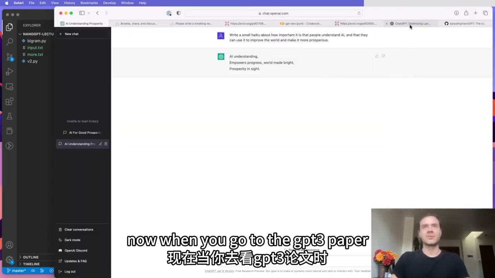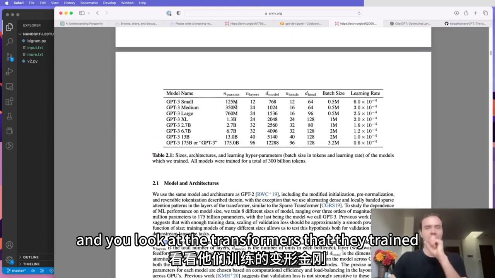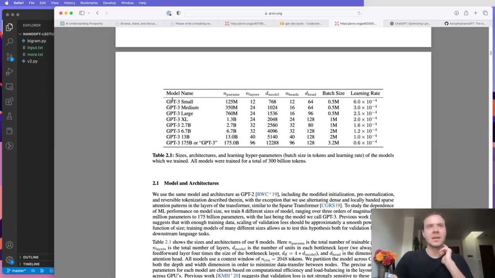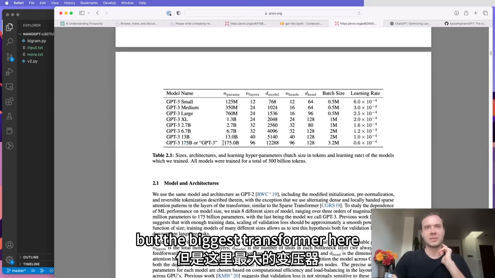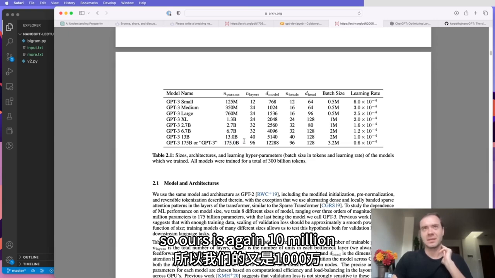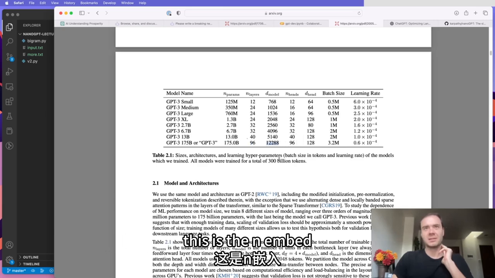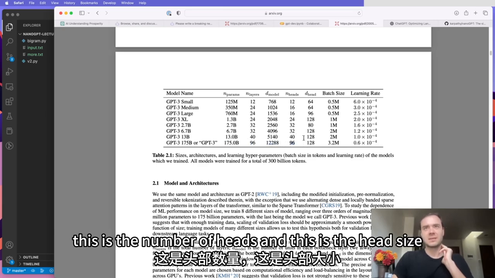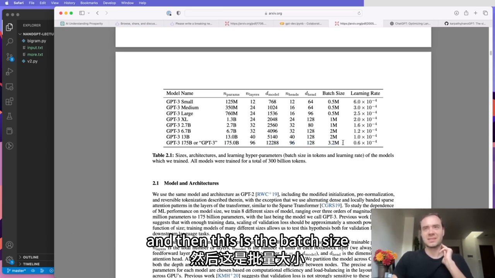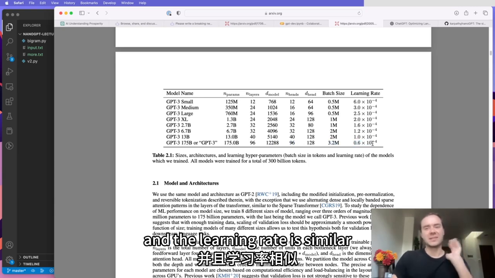Now, when you go to the GPT-3 paper and you look at the transformers that they trained, they trained a number of transformers of different sizes, but the biggest transformer here has 175 billion parameters. So ours is, again, 10 million. They used this number of layers in the transformer. This is the N embed. This is the number of heads. And this is the head size. And then this is the batch size. So ours was 65. And the learning rate is similar.